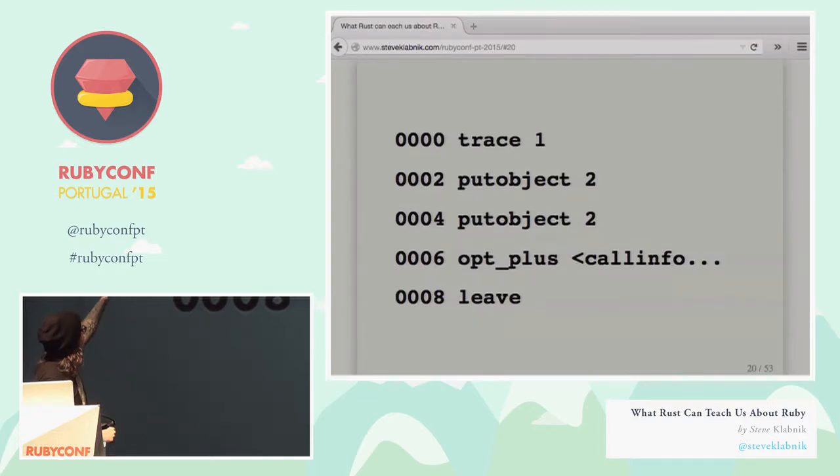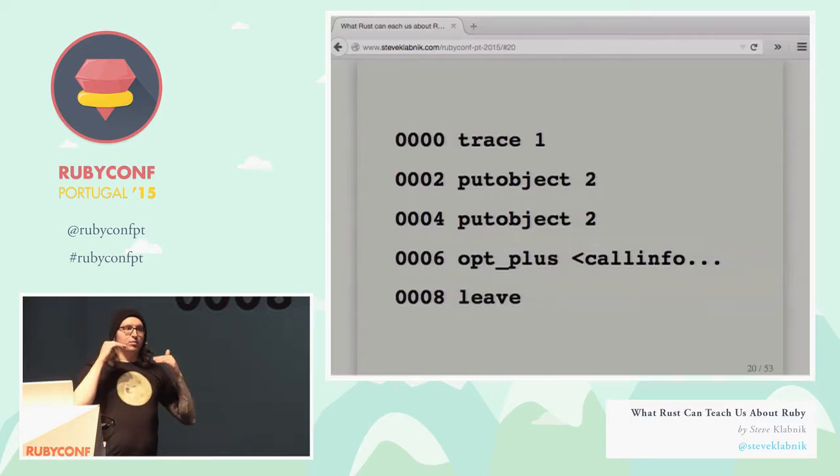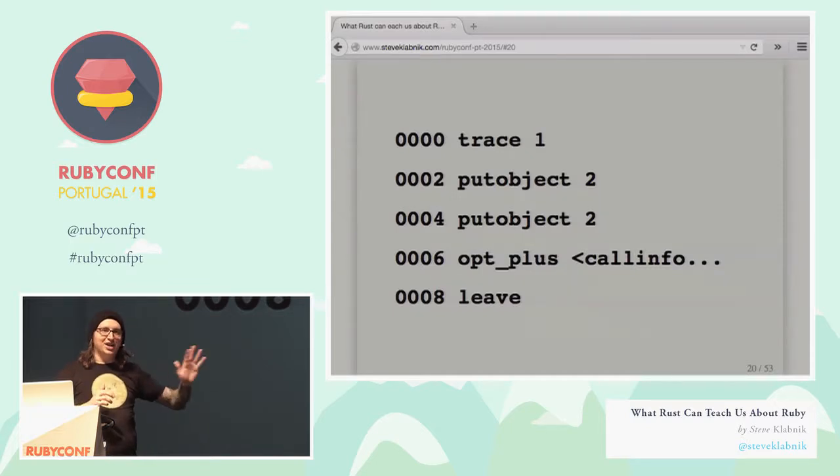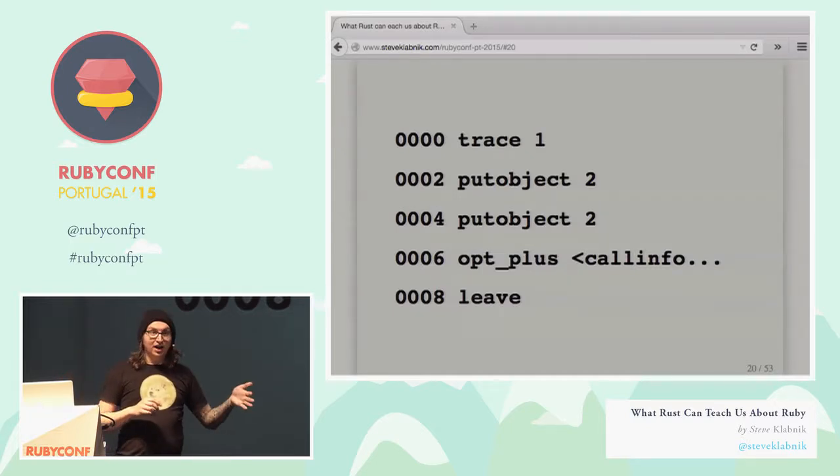So you can see that there's put object 2, and then a plus operation, and then leave to exit. So what your code is actually executing has almost nothing to do, quote unquote, with the actual Ruby code that you wrote. Koichi's talk yesterday kind of demonstrated this, right?